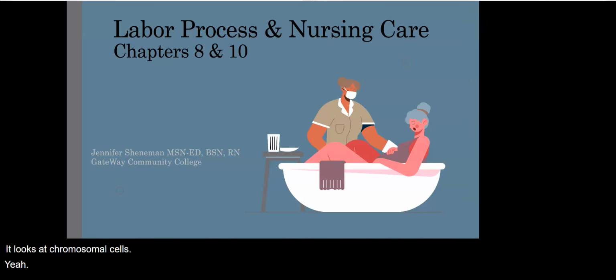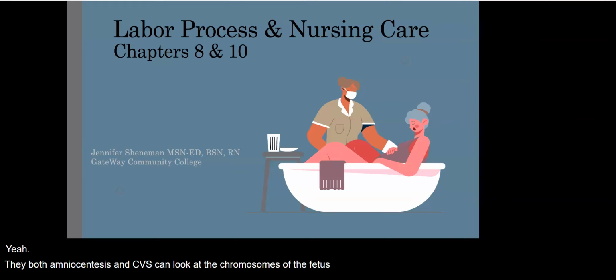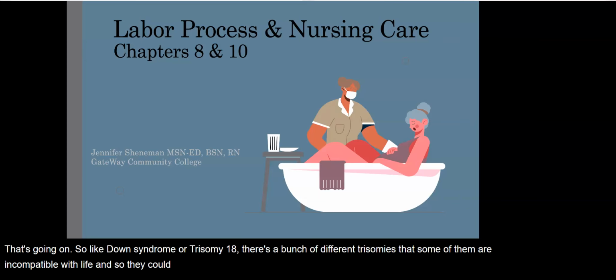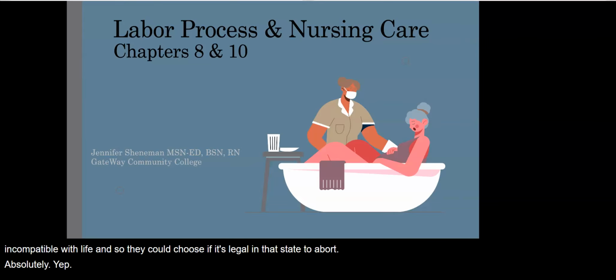They both, amniocentesis and CVS, can look at the chromosomes of the fetus to determine if there is a chromosomal anomaly going on. So like Down syndrome or trisomy 18, there's a bunch of different trisomies that some of them are incompatible with life. And so they could choose, if it's legal in that state, to abort. Absolutely. Yes, you could.